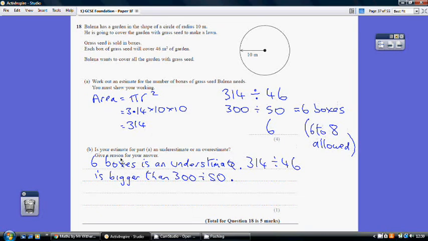Now, do we think our estimate is an underestimate or an overestimate? Well, we think it's going to be an underestimate, because 314 divided by 46 is going to give us a bigger number than 300 divided by 50. I've chosen to make my estimate for the numerator smaller, yet my estimate for the denominator bigger, so my estimate is definitely on the light side. The number of boxes I'm going to need is probably a bit bigger than 6.